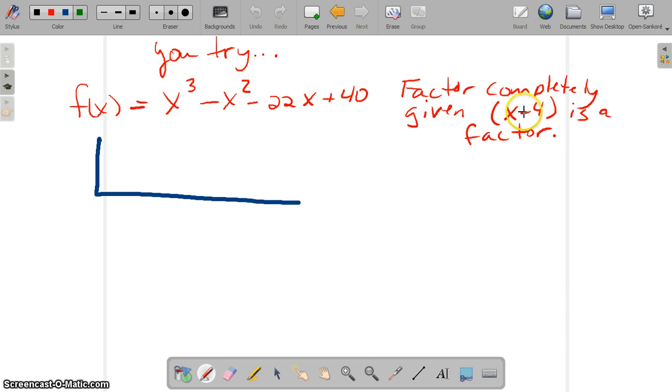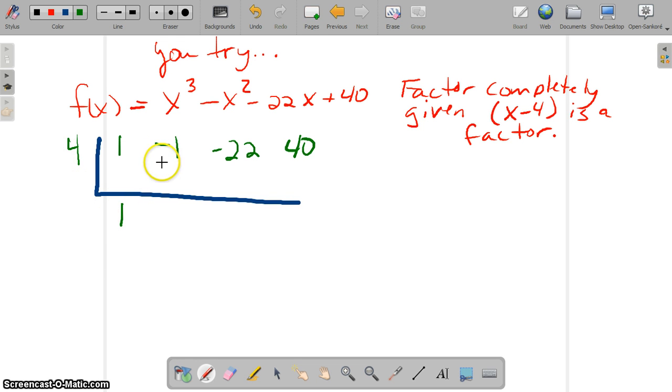All right, so we take our 4 and put it here, and our coefficients. There's a 1, there's a negative 1, there's a negative 22, and a 40. And we're good. We don't have any zeros. There's a cube, square, first degree, and then our constant. So let's start working on our synthetic division.